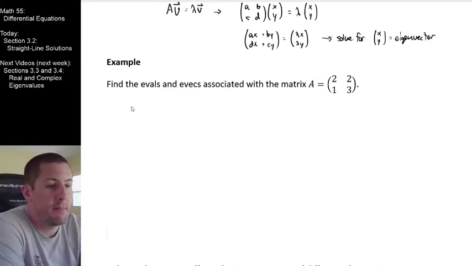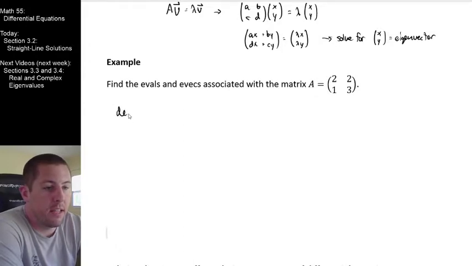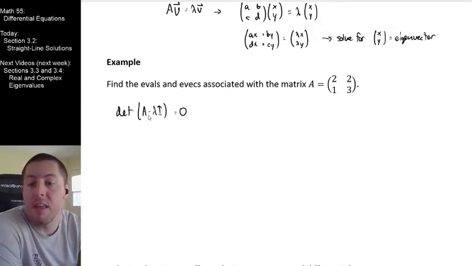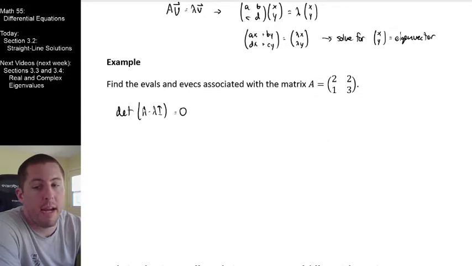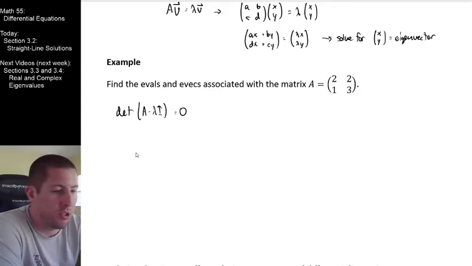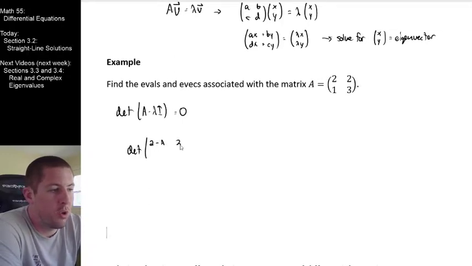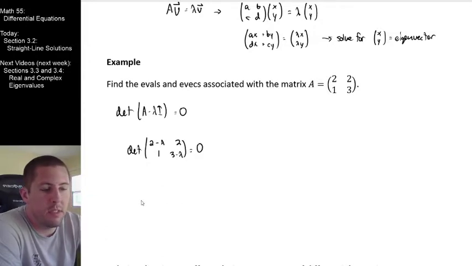What I'm always going to end up doing here is setting the determinant of A minus lambda I to be equal to 0. This is going to help us find the value of lambda, which is going to help us find the vectors. The vectors are going to be representative of our straight line solutions, so they're going to inform me where I can draw some straight lines on my final solution graph. In our case, this means that we're interested in the determinant of [2 minus lambda, 2; 1, 3 minus lambda], and setting that equal to 0.